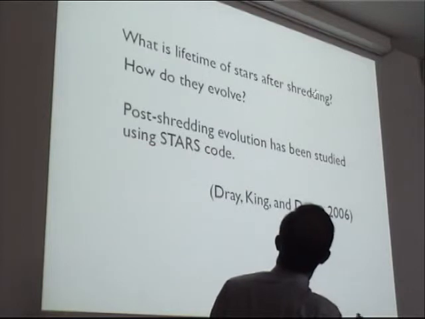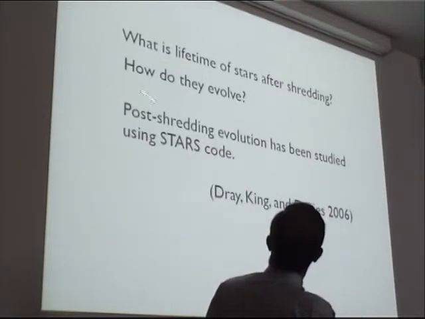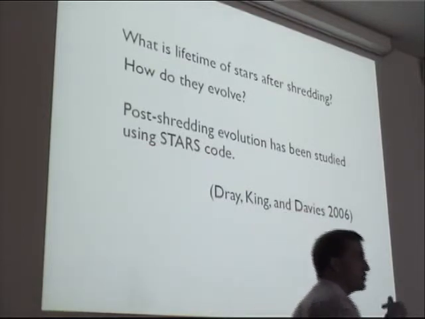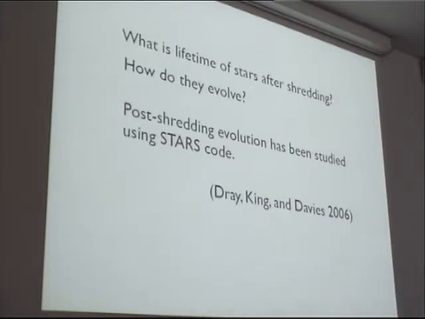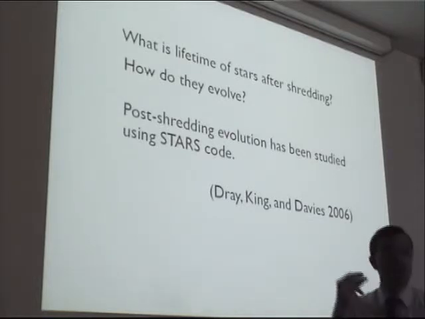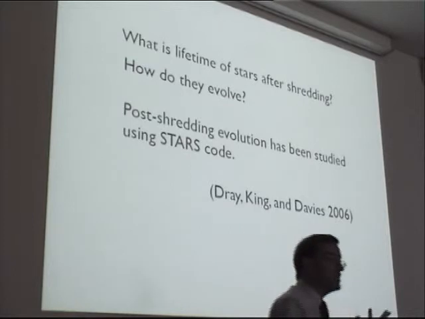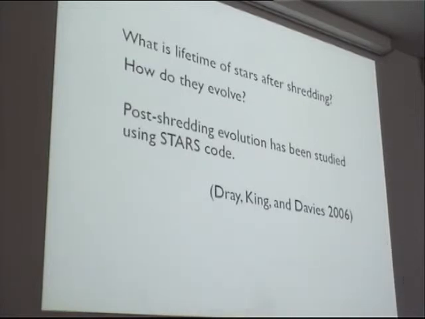What is the lifetime of the stars after shredding, and how do they evolve? In other words, where are they on that Hertzsprung-Russell diagram? If I take a red giant, remove most of its envelope, and bind it on these tight orbits, what does it look like? Because if it just turns off the core and it's very faint, I won't see it. It won't look like where the S-stars are.